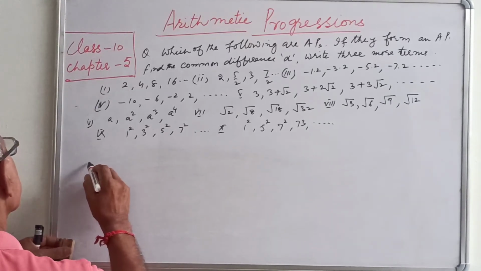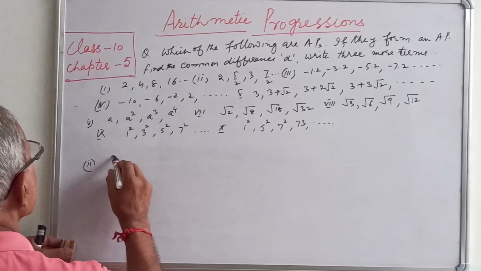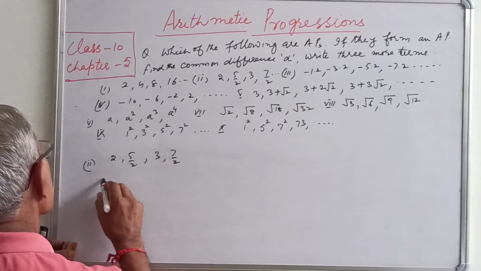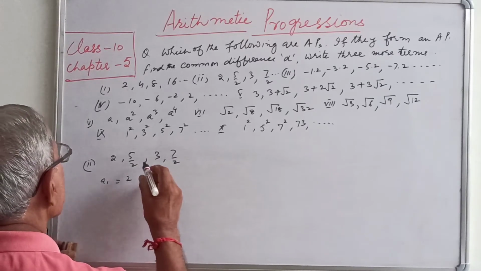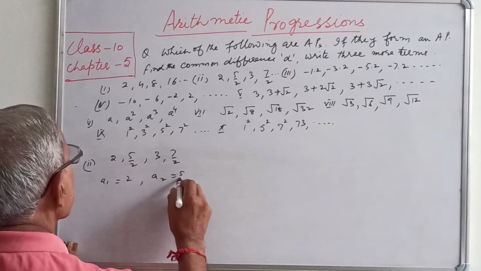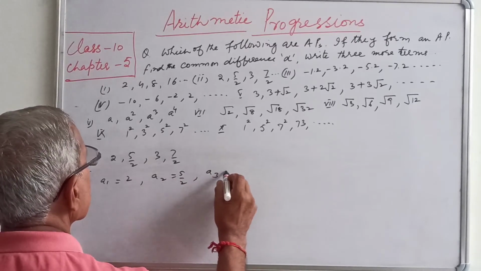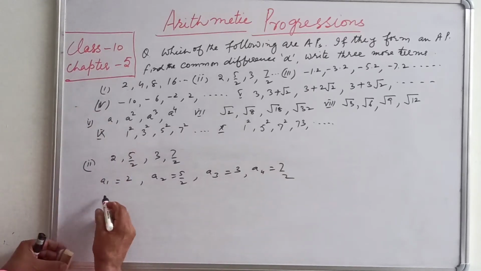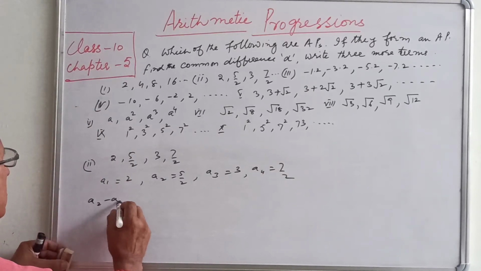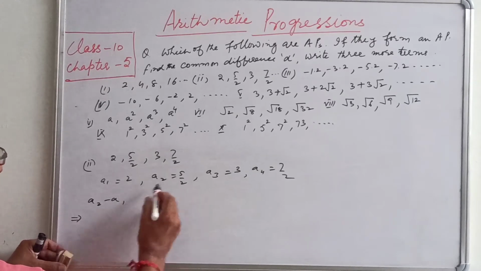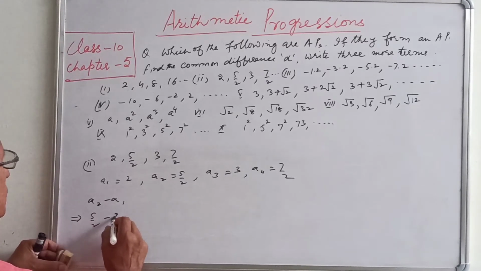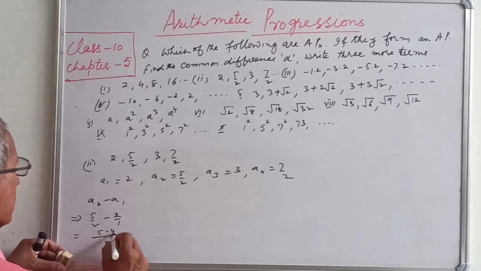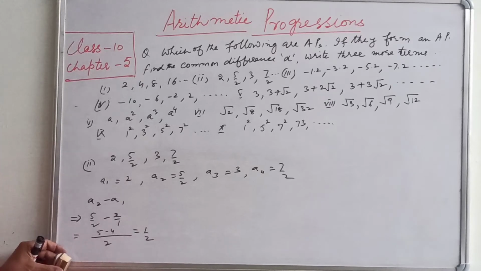Second part, the sequence given is 2, 5 upon 2, 3 and 7 upon 2. So A1 here is 2, A2 is 5 upon 2, A3 is 3, A4 is 7 upon 2. The difference A2 minus A1: 5 upon 2 minus 2 upon 1, LCM, 5 minus 4, that is 1 upon 2.